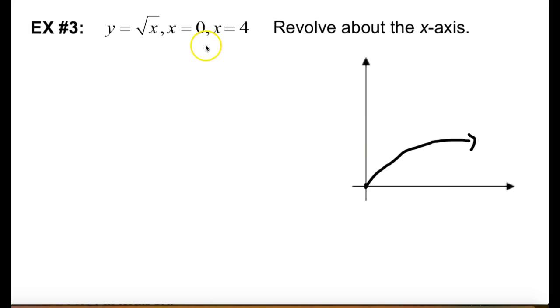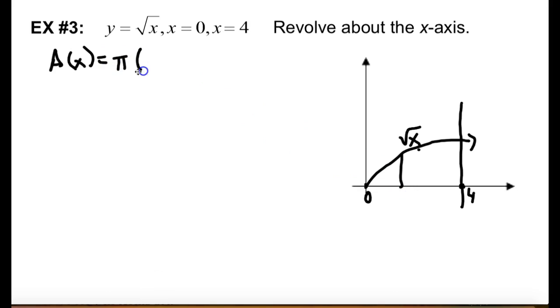So they tell us I'm going from 0 to 4. Okay, they tell us those are our bounds. And then this is the square root of x. So this distance is my radius. If I think about revolving this around the x-axis, this distance is the radius of my cross-section. So if I want to write the area of a cross-section, I'm going to say that it's pi times the radius squared. So pi times the square root of x squared, which is just pi times x.